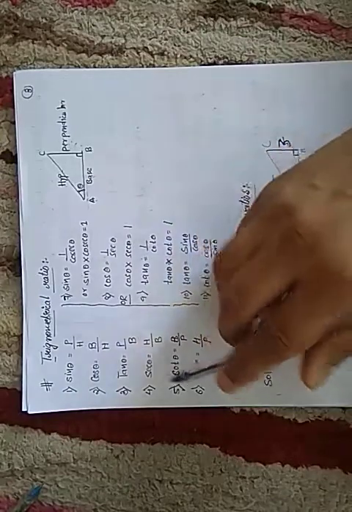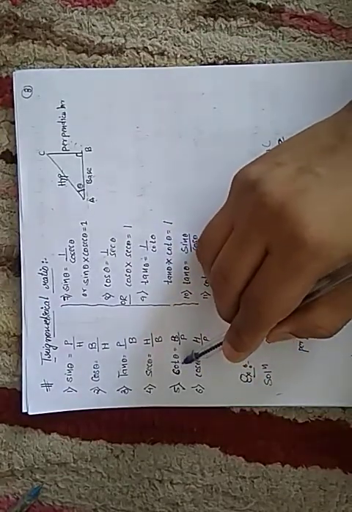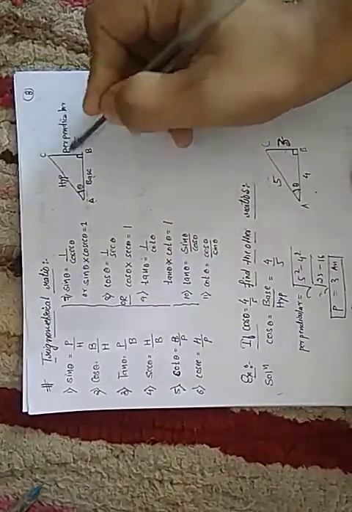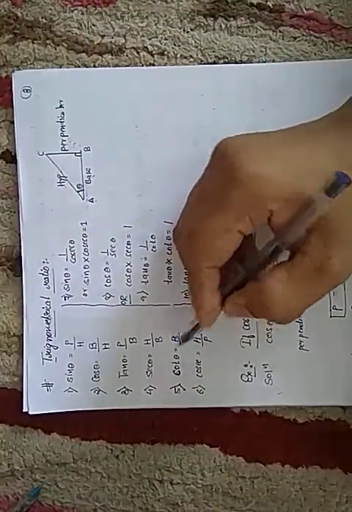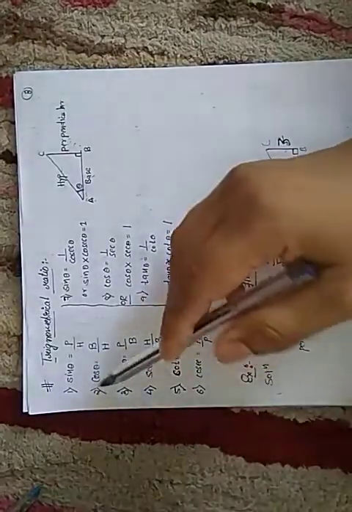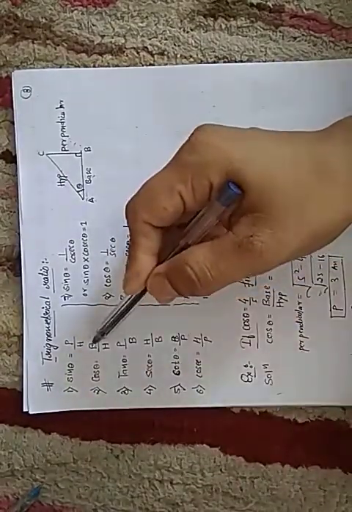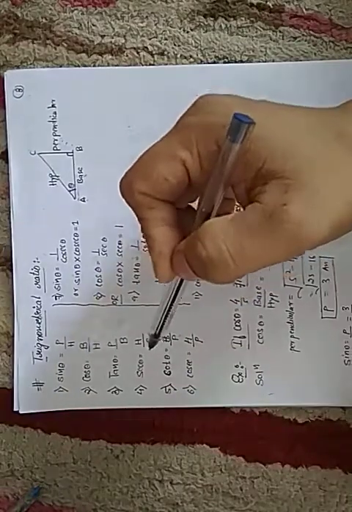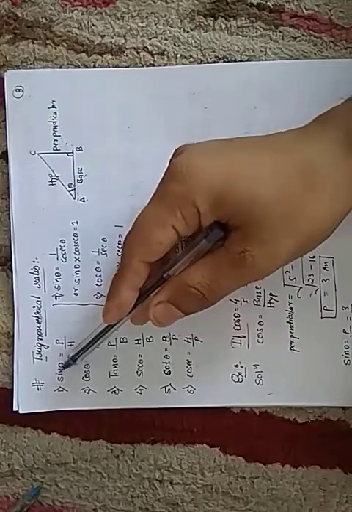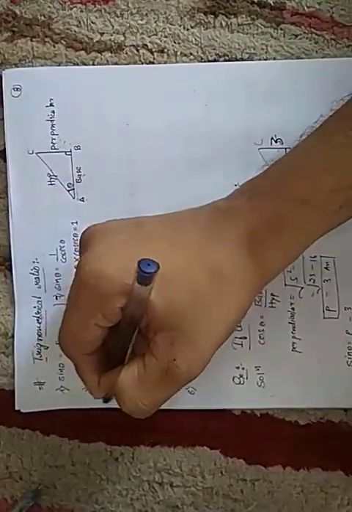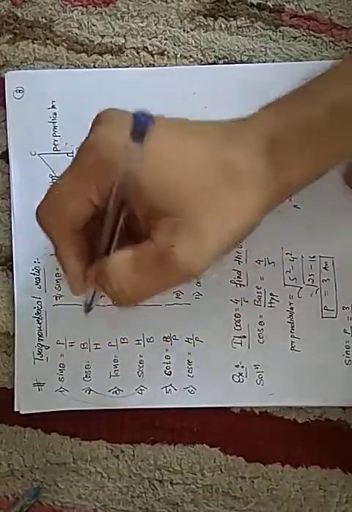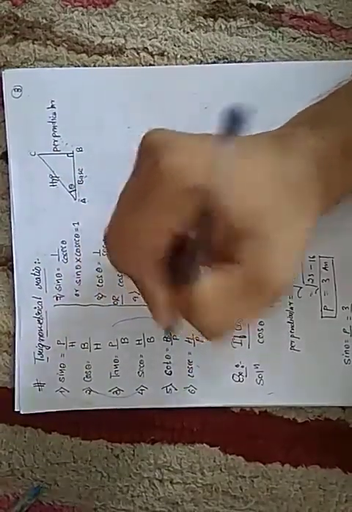Similarly, what is cot theta? Cot theta is inverse of tan theta, that is base upon perpendicular. What is sec theta? Sec theta is inverse of cos theta, so it is hypotenuse upon base. Similarly, cosec theta is inverse of sine theta. So sine theta and cosec theta are inverse of each other, and cos theta and sec theta are inverse of each other.